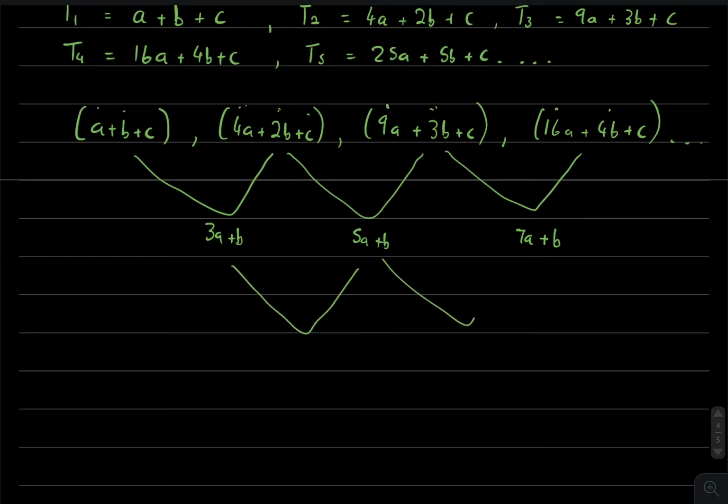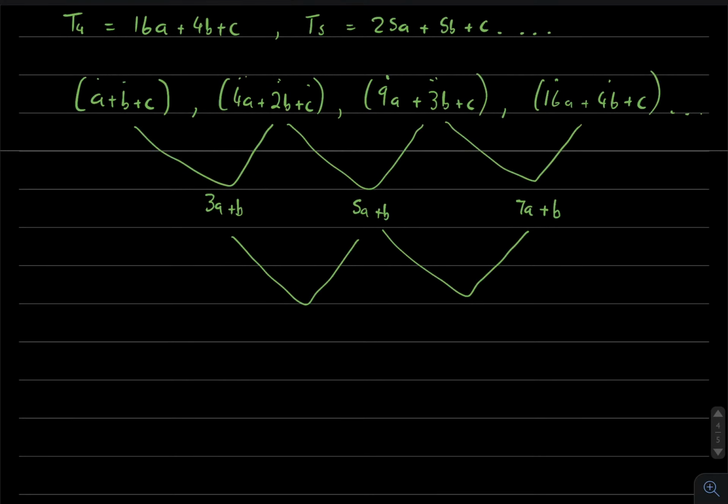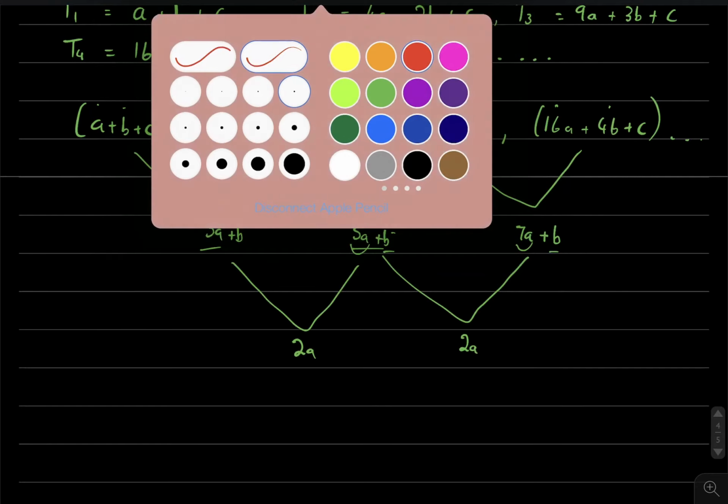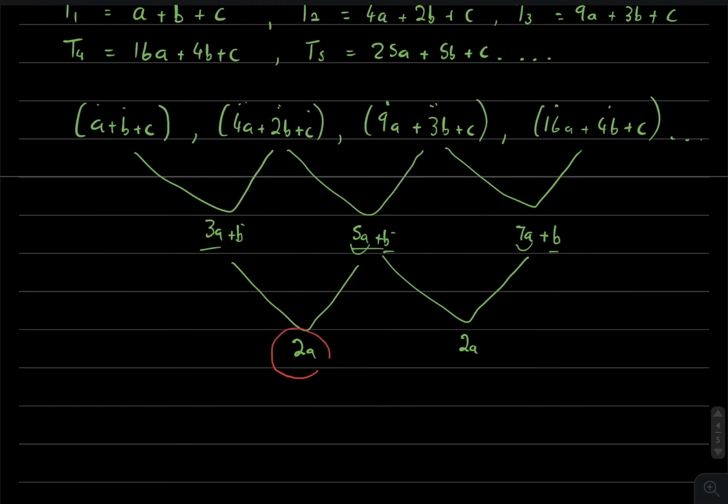If we go ahead and find the second differences here, you'll see that a pattern is emerging. We have 5a minus 3a, that's 2a. Then b minus b, which is 0. We have 7a minus 5a, which is 2a. Then b minus b, which is 0. So you'll notice something. We have 2a here, we have 3a plus b, and we have a plus b plus c.